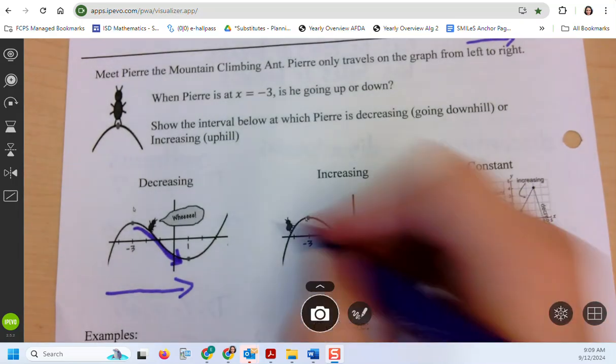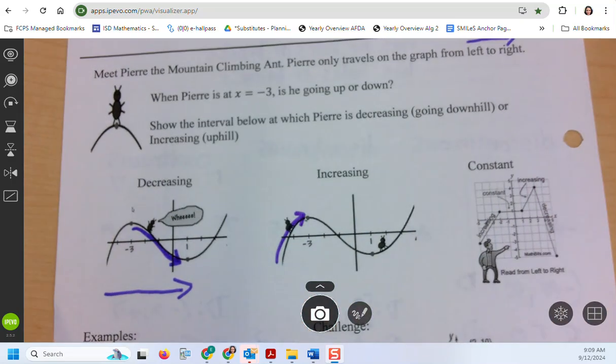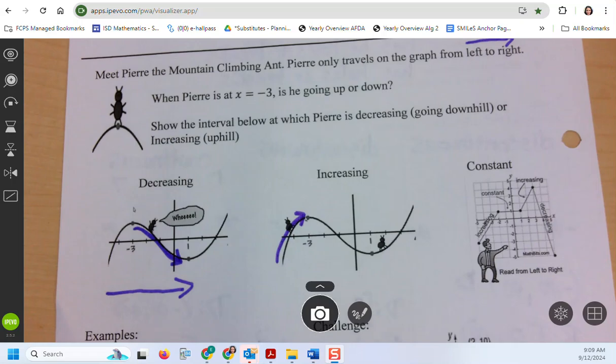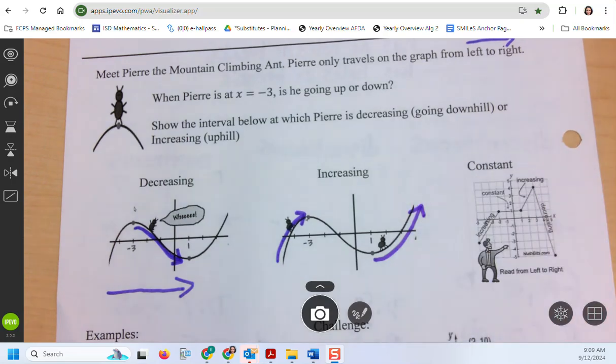He is increasing right here. And then what other part is he increasing on? The third part, you see that? He's increasing on the first part, and he's increasing on the third part right there.